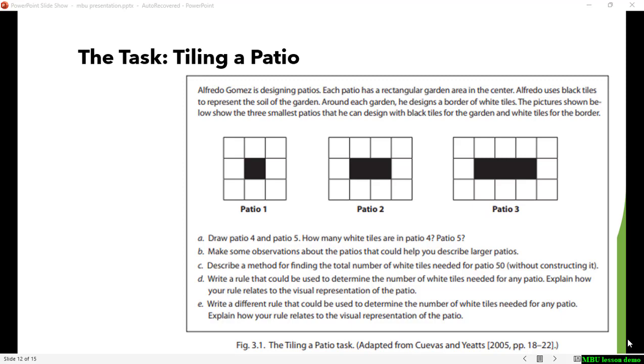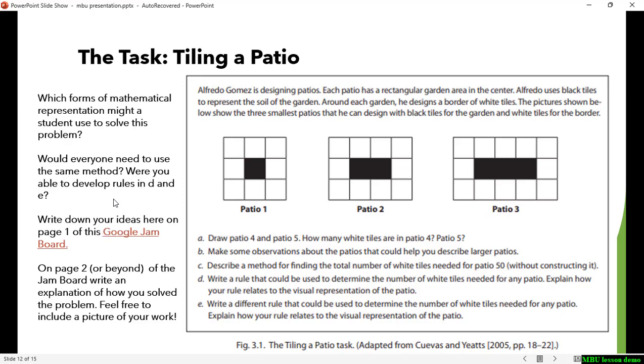Okay. And then from that, can you make rules? Can you come up with rules that would work for anything, whether it was 1,000, 10,000, whatever. Okay. And there's a couple things I'd like you to focus on during this. I want you to try to solve it, but also, what do you think kids would do? Okay. And do you think they'd all come up the same way? Can you think of ways that would be different?